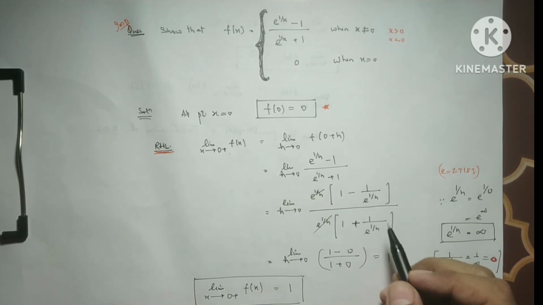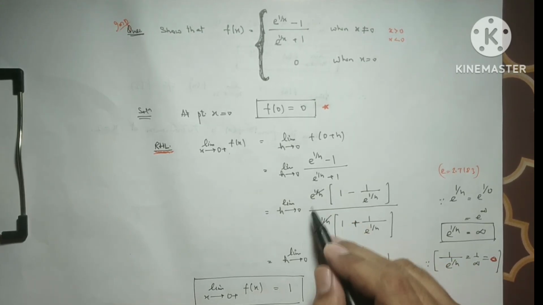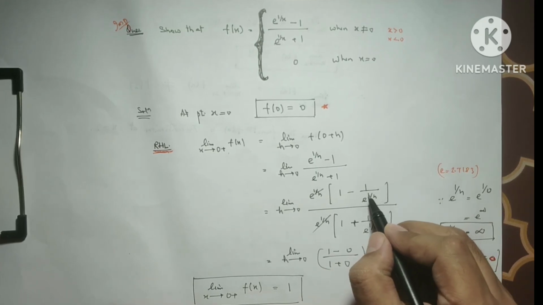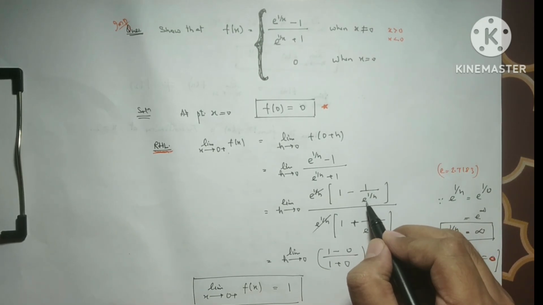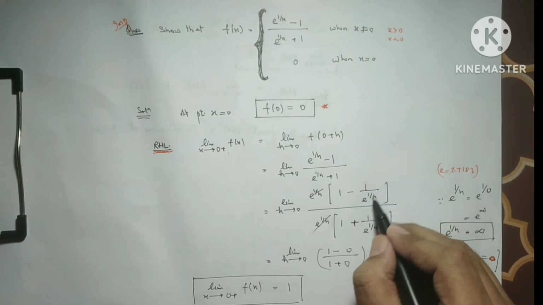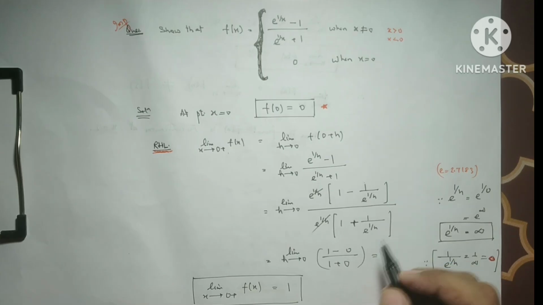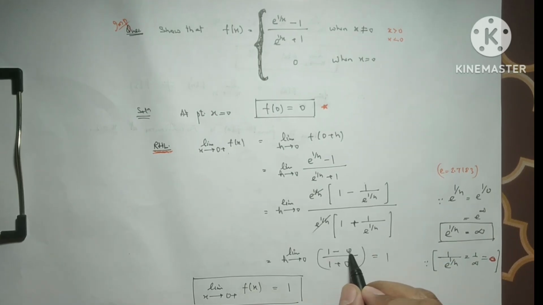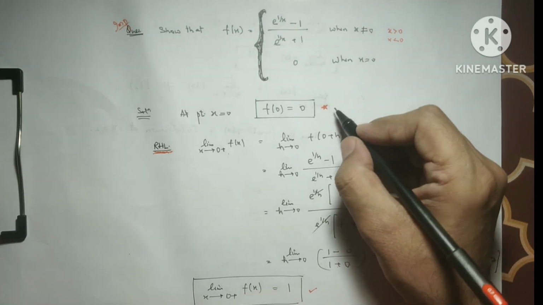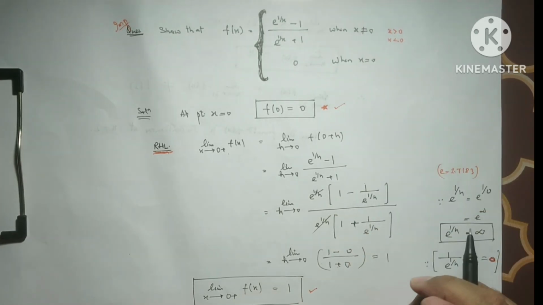So now, after cancelling this, when we put the value of h tends to 0, it is 1 over 0, that is infinity, e to the power infinity is infinity, and 1 over infinity is 0. So this becomes 0 and this becomes 0. So we get 1 minus 0 over 1 plus 0, so the answer is 1. And we can easily observe this, its value is 1 and the value at the point is 0.